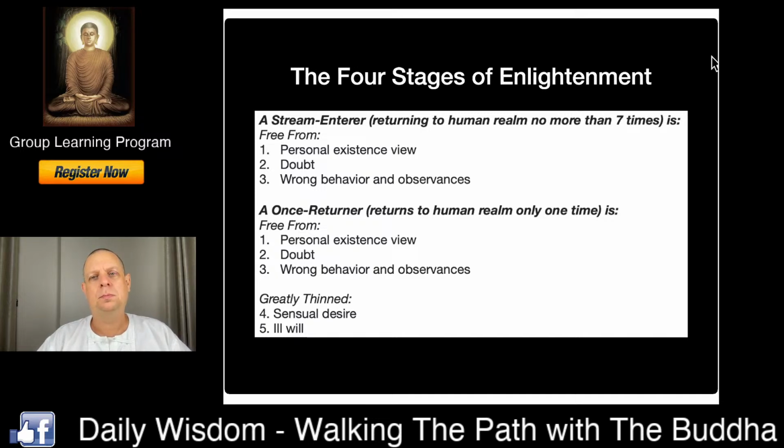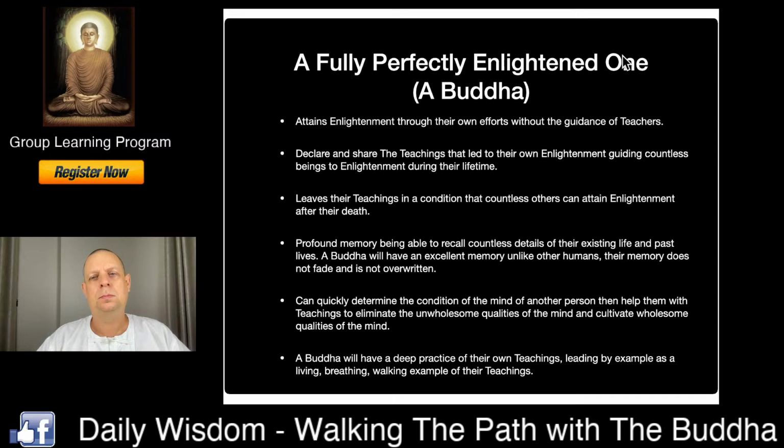Thank you, David. Could you maybe go back to the last page? You said that the Buddha can quickly determine the condition of the mind of another person and so on. And the last one also, Buddha will have a deep practice of their own teachings. Is it the same with enlightened beings? I think there's a difference, right? But enlightened beings, I mean, if they learn the teachings of the Buddha, I think they also must be a breathing example of the teachings, right? And they might also determine the condition of the mind of another person. Or is there a big difference between the Buddha and the enlightened being?